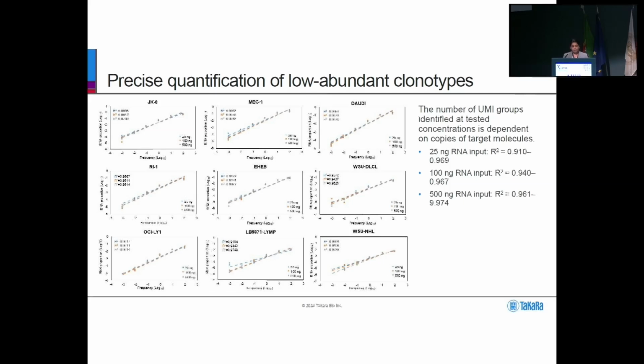Here I'm showing the linearity of dilution. 9 cell lines were detected in the NGS assay, and there is good linearity of detection for all 9 cell lines, which means that the number of UMI groups identified at tested concentration is dependent on the copies of the target molecules. Again, this supports that there are no biases introduced, and there is good correlation for all 3 inputs tested, with R-square more than 0.9.